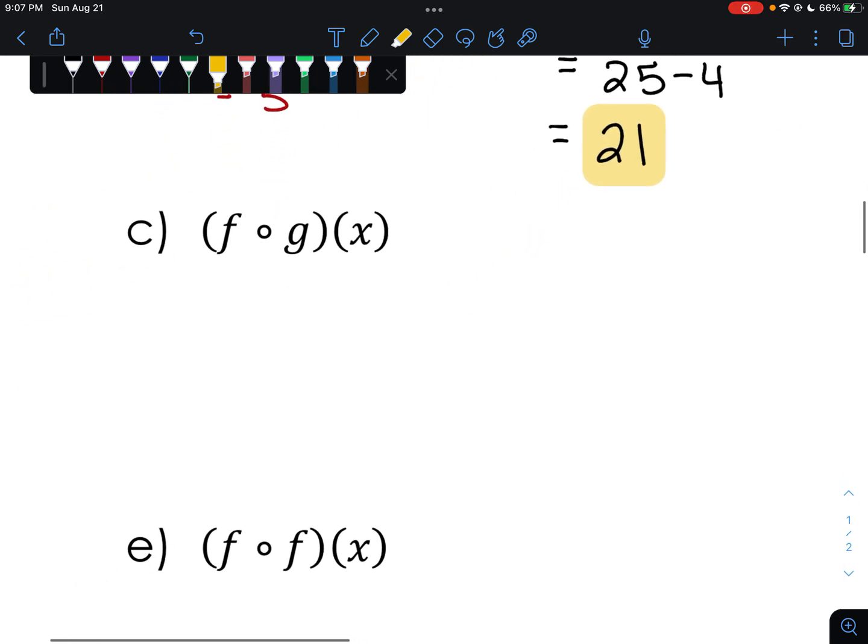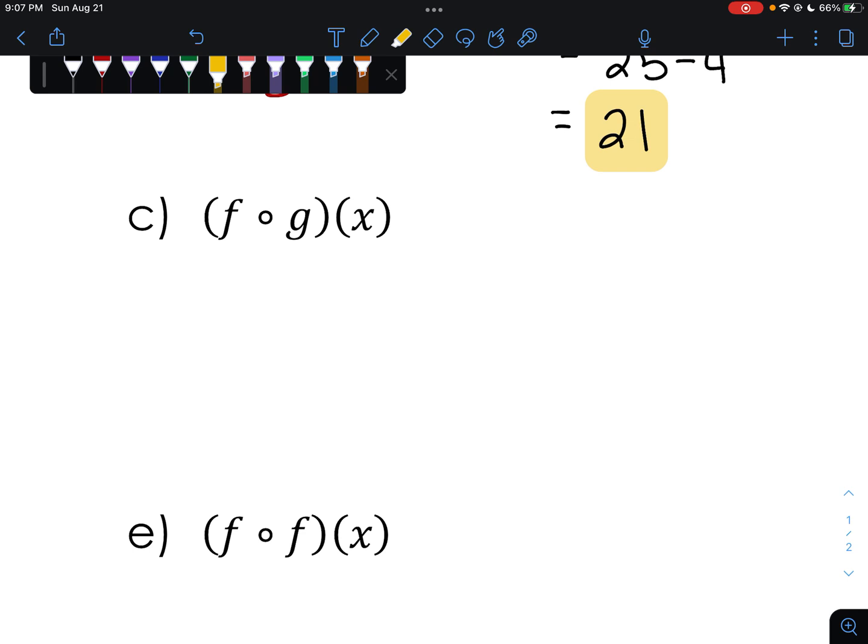Looking at our next one, for C, we're now using just variables. It is the exact same concept, except now we're going to plug a whole function into another function. So here we go. We have f of g of x. We're going to plug g of x in.